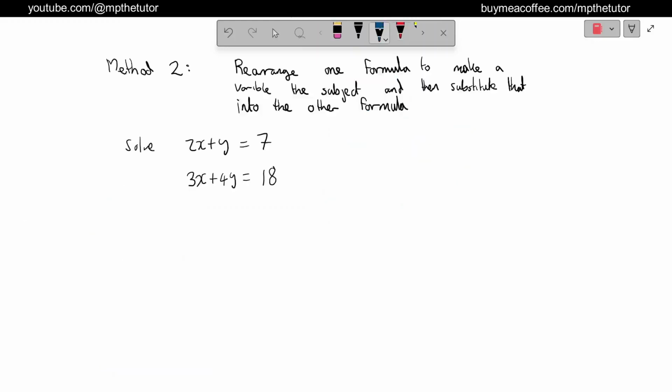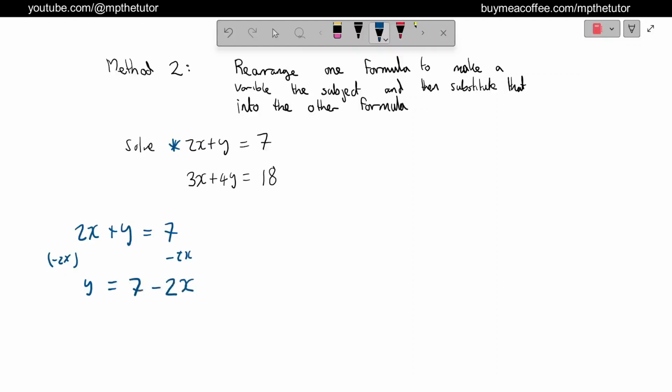Let's have a little look at this second method, and that's to rearrange one formula to make a variable the subject and then substitute that into the other formula. So what I'm going to do is I'm going to look at the very first formula here. This 2x plus y equals 7. Now we can make any of our values subject, which means getting it on its own, but I'm going to get y on its own. I'm going to do that by just taking away 2x from both sides. So we end up with y equals 7 minus 2x.